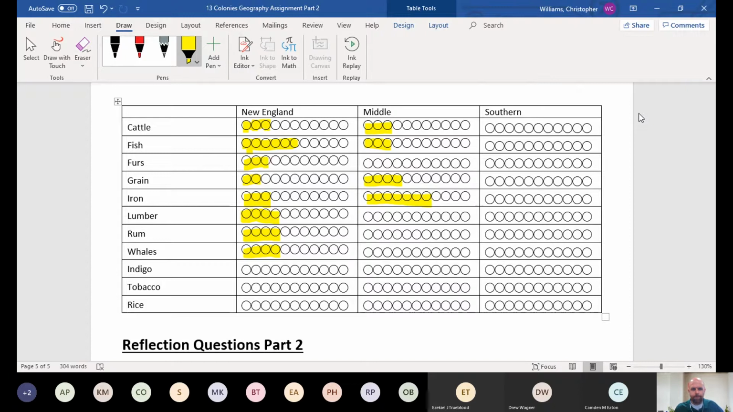Lumber. 3. Rum. 2. Okay. Good. Whales or whaling. 0. Anybody know why people would be hunting whales? What that would be used for?